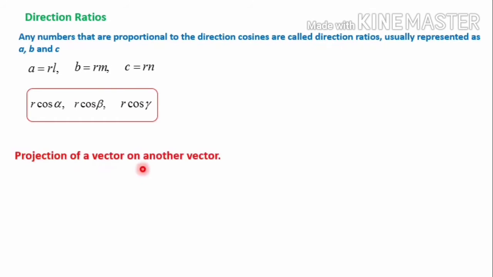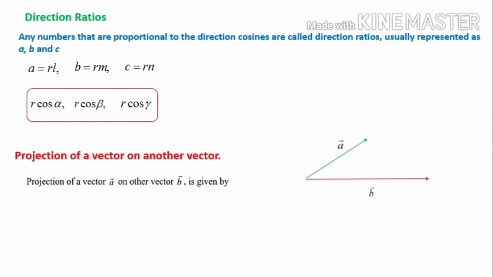Next, projection of a vector on another vector. Consider a vector B and another vector A, and the projection of vector A on the other vector B. Projection in the sense, suppose there is a light on top of A, if you flash a light on top of A, the shadow of vector A falls on this vector B, something like this. So this particular portion is the projection of vector A on this vector B.